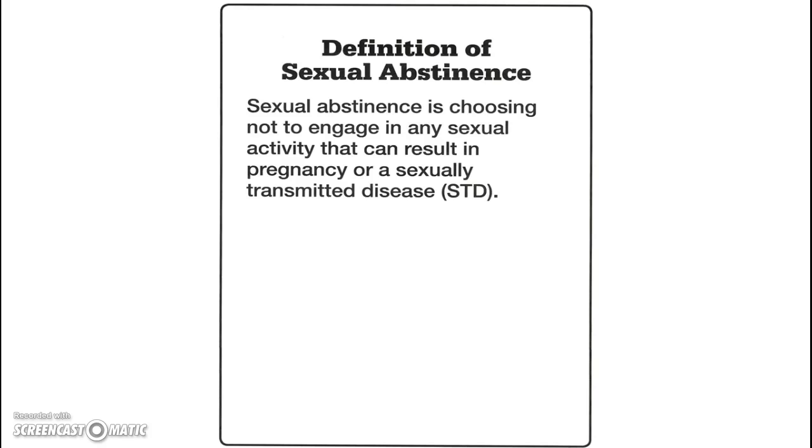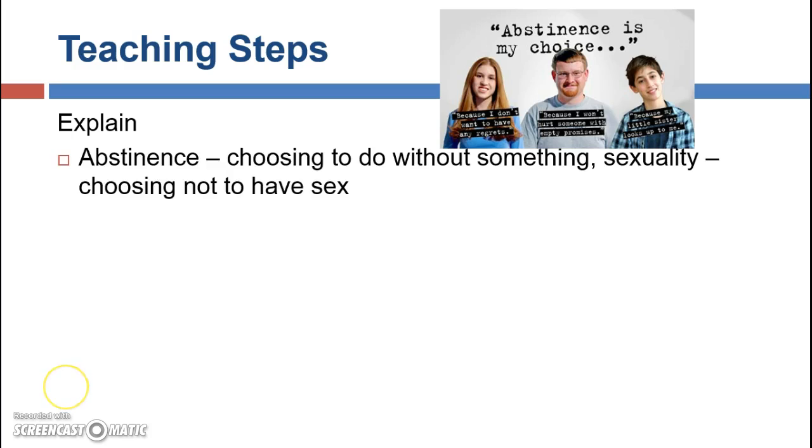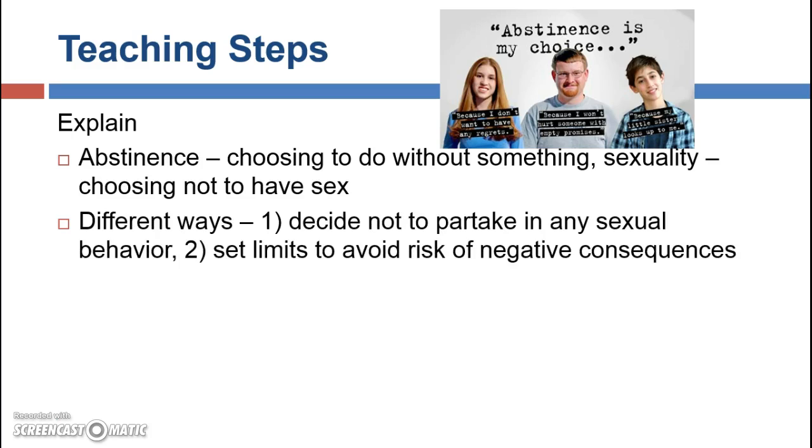So we're going to define sexual abstinence, which is choosing not to engage in any sexual activity that can result in pregnancy or a sexually transmitted disease, also known as an STD. Well, abstinence is choosing to do without something. So, talking about reproduction and sexuality, sexual abstinence is choosing not to have sex.